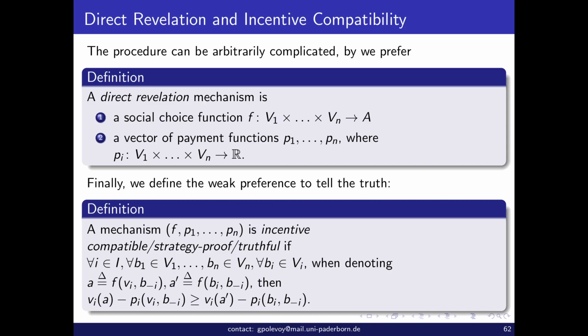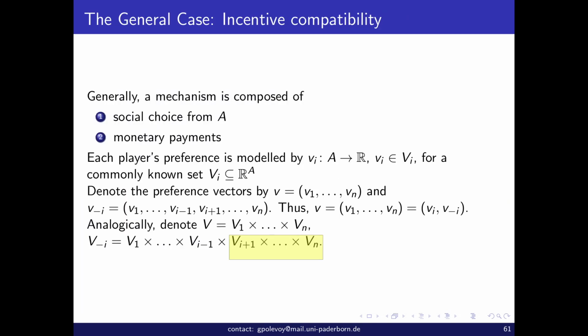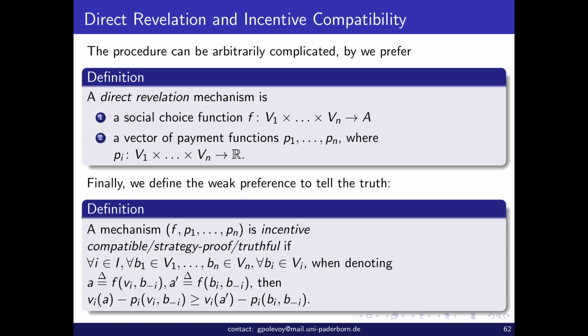They can participate in some weird auction format, but we want all this to have a direct revelation mechanism, which means that the social choice function is simply a function from the set of those value functions. The players simply tell the value function to the mechanism. This is my value function. They may lie, and we want to motivate them not to lie, but they just tell the value function. There is no crazy mechanism. We assume that they just tell the value function, and then based on those value functions, there is a vector of payment functions.